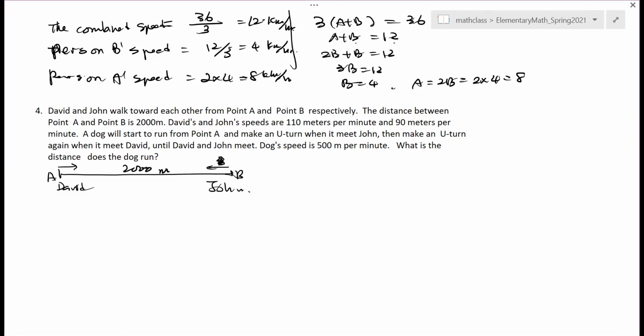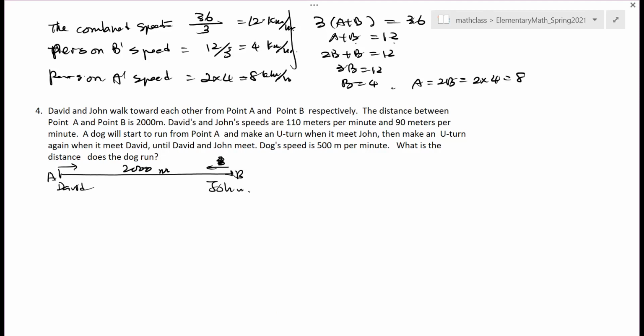A dog will start to run from point A and make a U-turn when it meets John. Then make a U-turn again when it meets David, until David and John meet. The dog's speed is 500 meters per minute. What is the distance that the dog travels?